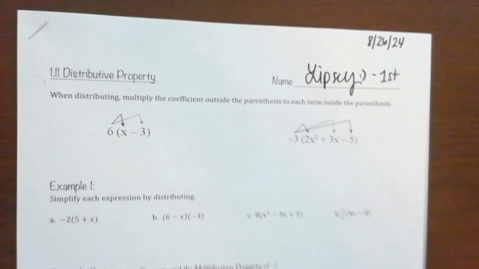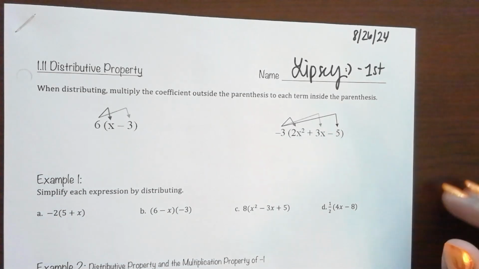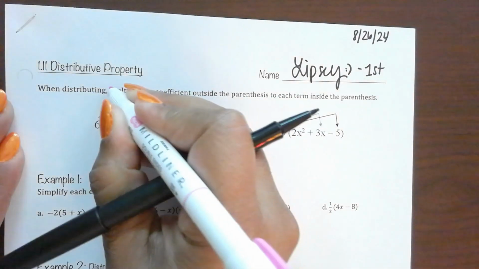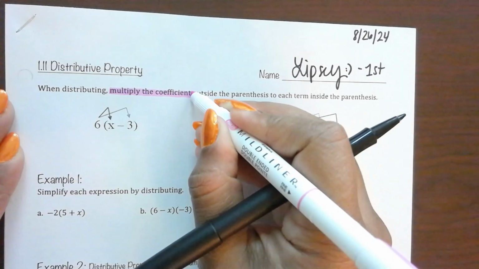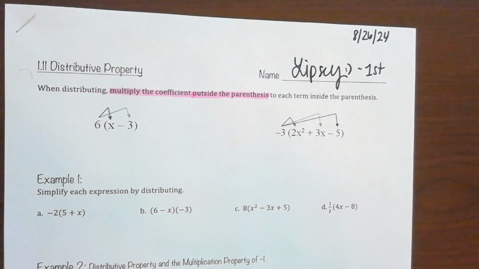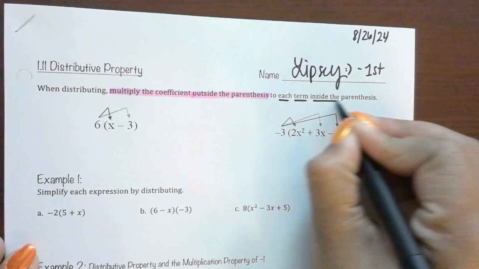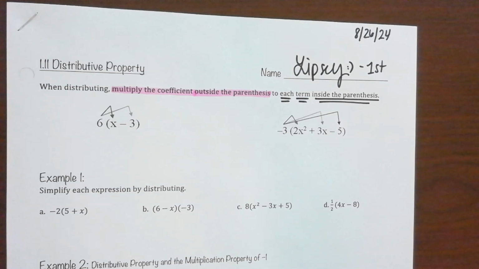Let's talk about distributed property. If you have your notes out from last Monday, distributed property is what operation? What operation is happening when you're distributing? Multiplying the coefficient outside the parentheses to each term inside of the parentheses. So each term has to be multiplied by the number that's outside of it.